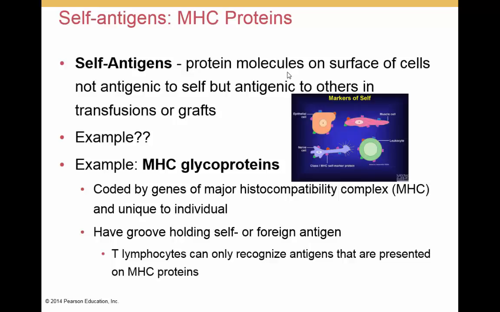So I think I've already given you an excellent example that you're going to come up with right now. That's right. Your ABO and Rh blood antigens can cause an issue. Another example is the MHC glycoproteins that I mentioned earlier. MHC stands for major histocompatibility complex, coded by genes. These are proteins, and they are unique to every individual. My epithelial cells have certain MHCs on the surface, my muscle cells, my nerve cells, my leukocytes, a little different than what you have.